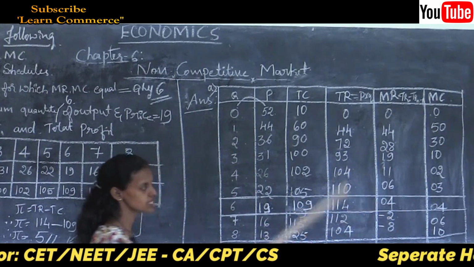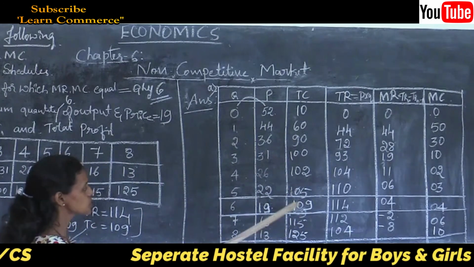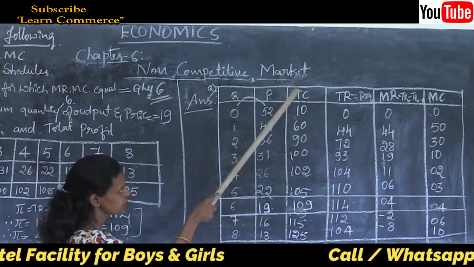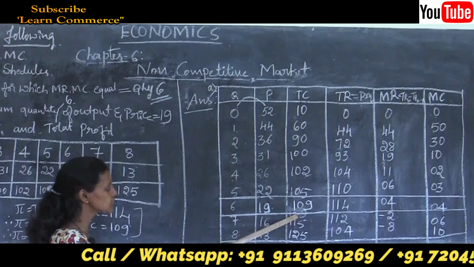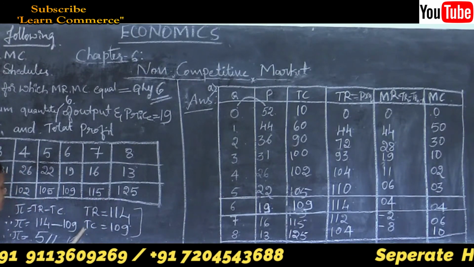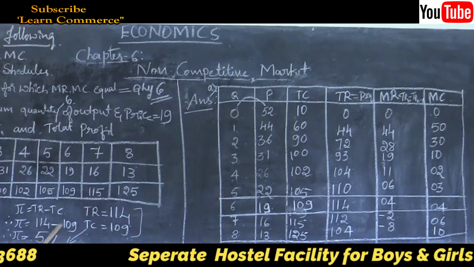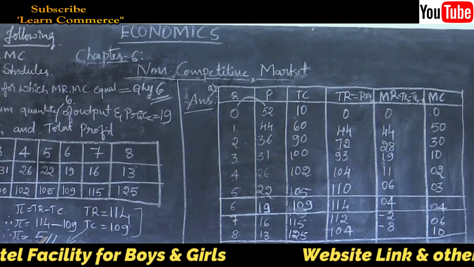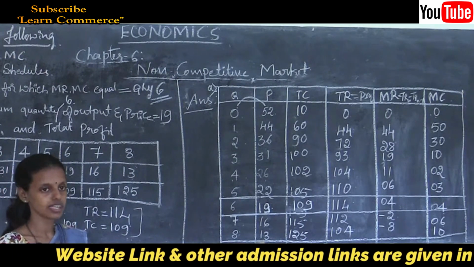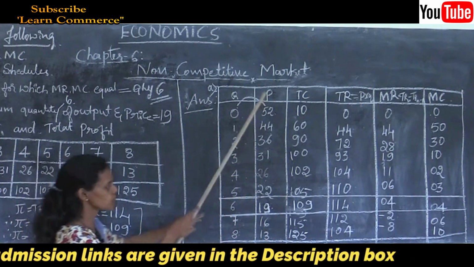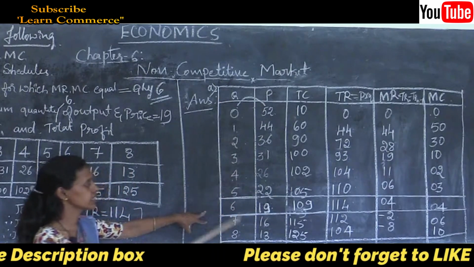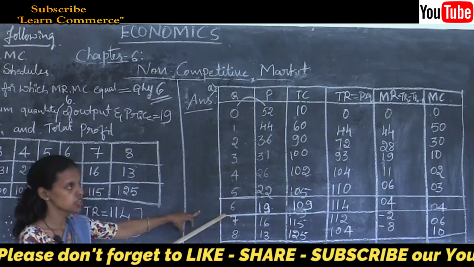Both MR and MC are 4 each. So total revenue is 114 and total cost is 109. Thus total profit is TR minus TC, 114 minus 109, which is 5. So the price at which the profit is 5 is 19, and the quantity produced is 6 units.